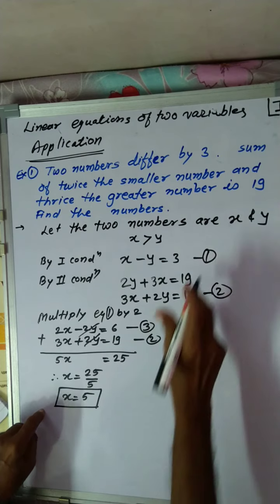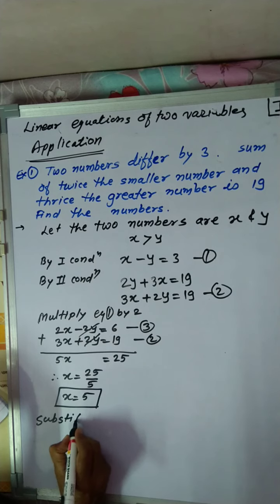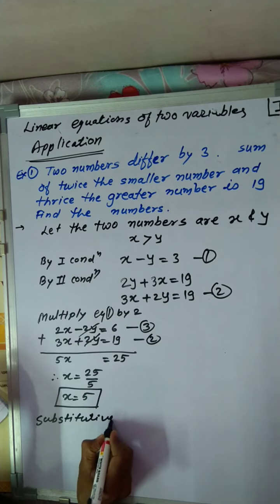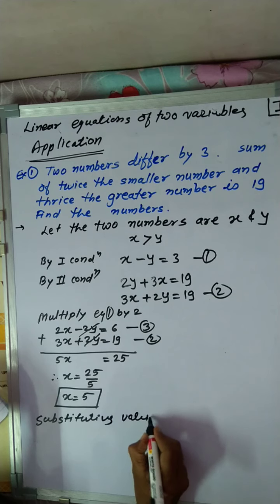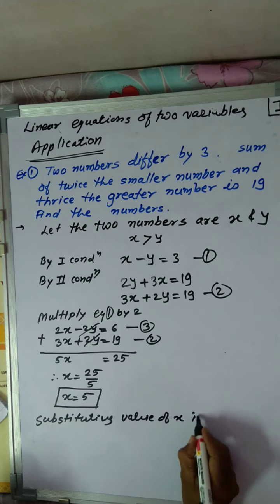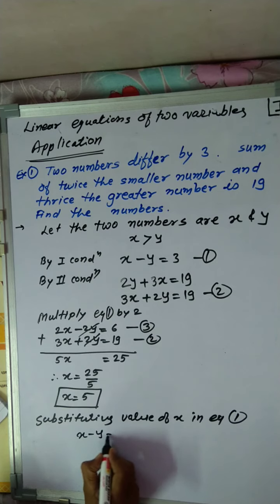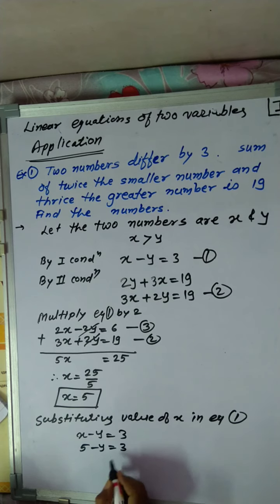Now substitute this value of x in equation number 1 to get the other number. That means x minus y is equal to 3. Substituting the value, 5 minus y is equal to 3. Taking 3 to the other side and y to this side, we get 5 minus 3 is equal to y. Hence y is equal to 2. That is the second value.